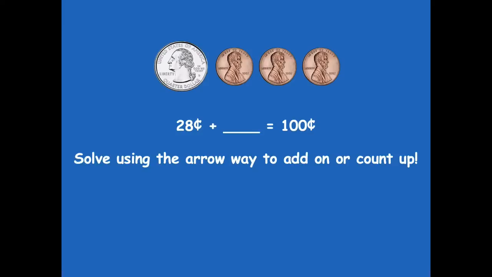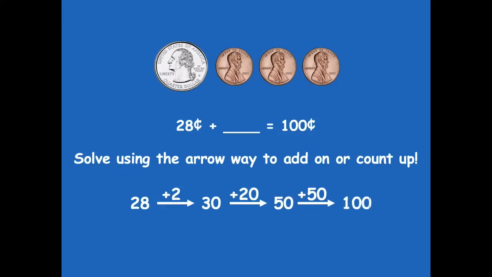All right, friends, pause if you need more time. So here I'm going to start with 28 cents. I'm going to add 2 pennies to get to 30. I'm going to add 2 dimes, which is 20, to get to 50 cents. And then I can add 2 quarters, which is 50 cents, to get to 100.